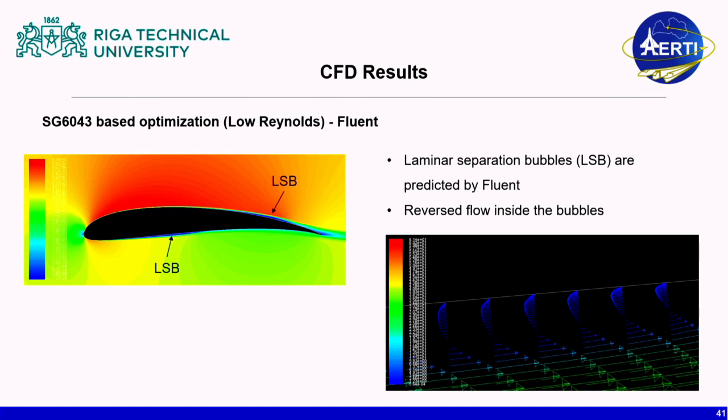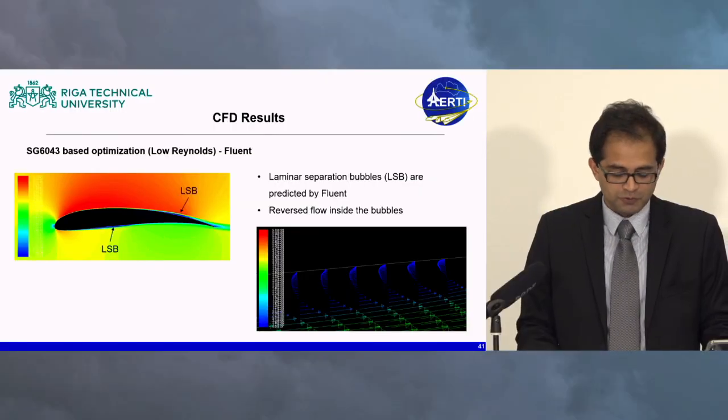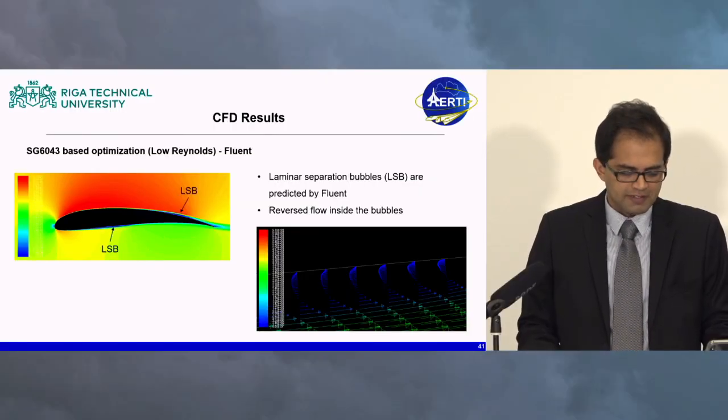Also, these two bubbles have reversed flow inside, which creates a dead zone over the aerofoil surface. The bubble also increases in size, and the local thickness of the aerofoil also increases the drag, and that is exactly what was observed in our results.